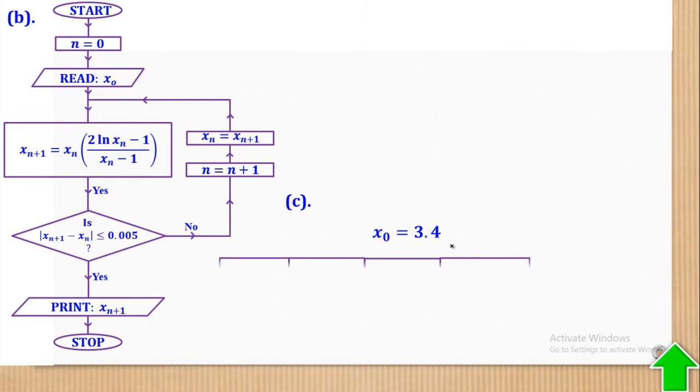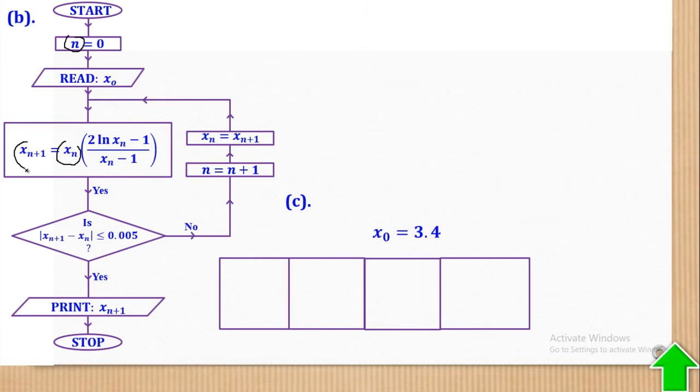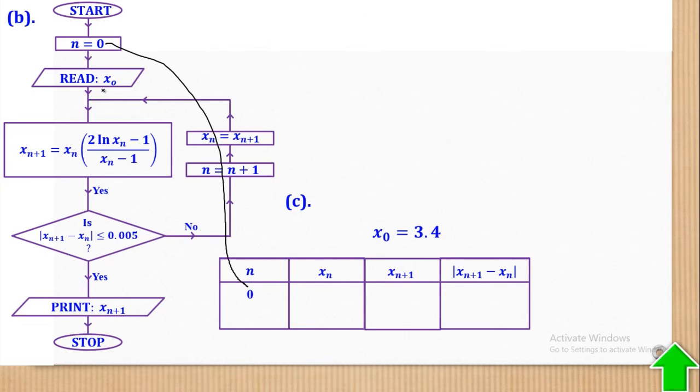Then after that we can go and tabulate our values. The changing values are n, xn, xn plus 1, and also this difference. That is why there are 4 columns. The first one will be for n, the second for xn, the third for xn plus 1, and the last one for the error. But remember, there is a magnitude sign here to eliminate the negatives. So we shall start with n equal to 0. So put your 0 there. Read x naught, so come and read this value, put it there.